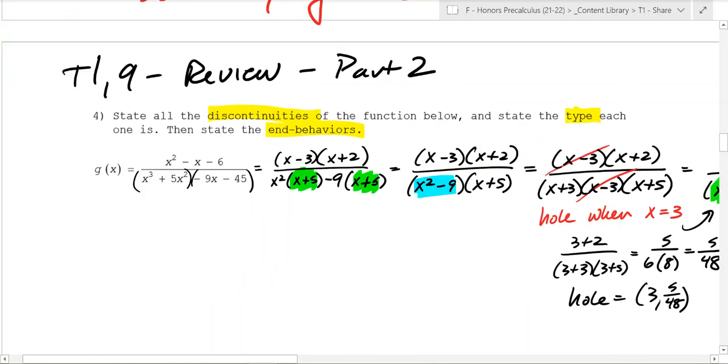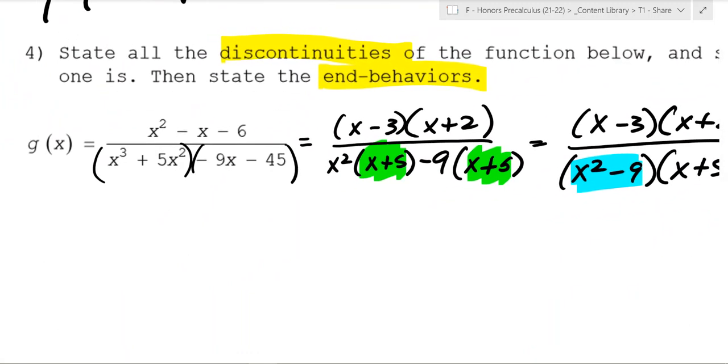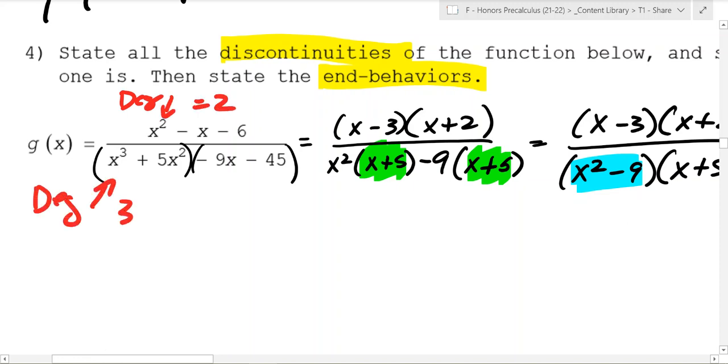What happens to this as x gets infinitely big? Well, you look at the original here, and you'll notice that the degree of the top is 2, and the degree of the bottom is 3. Because the degree is greater on the bottom, you know that the end behaviors are going to both go to 0. So what this means is as x goes to infinity, g of x goes to 0, because the bottom is going to get infinitely bigger than the top.